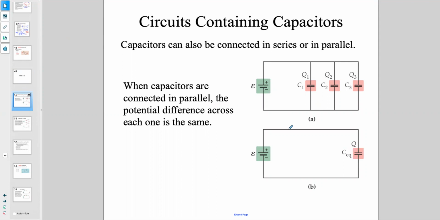When capacitors are connected in parallel, the potential difference across each one is the same. So the potential difference across C1 is the same as across C2 and the same as across C3. In other words, I can consider one capacitor in place of these 3, and I call it C equivalent or C total.